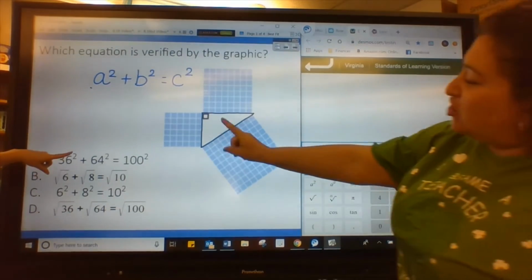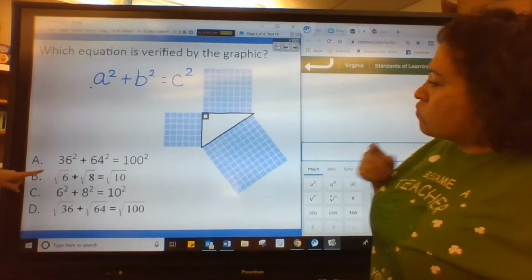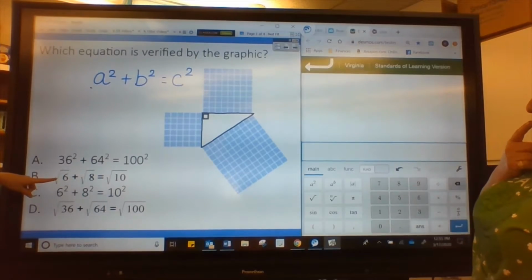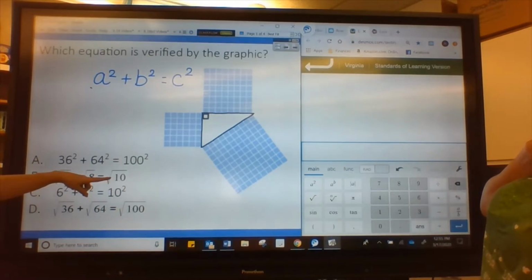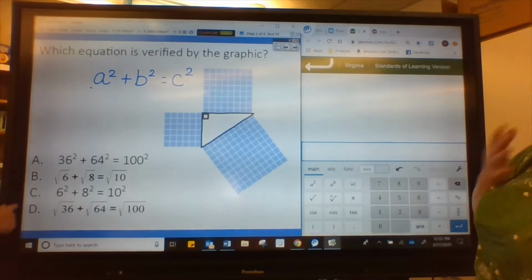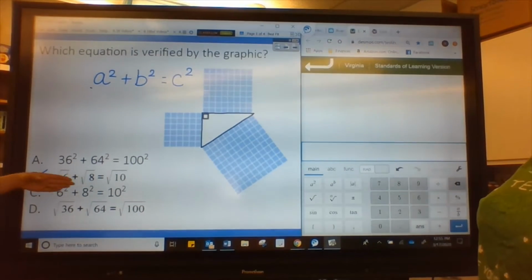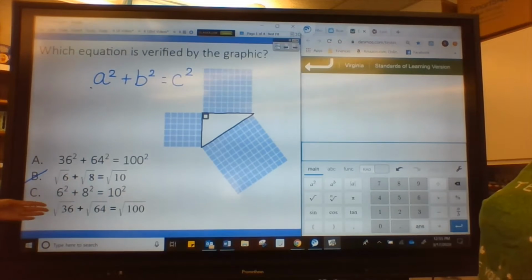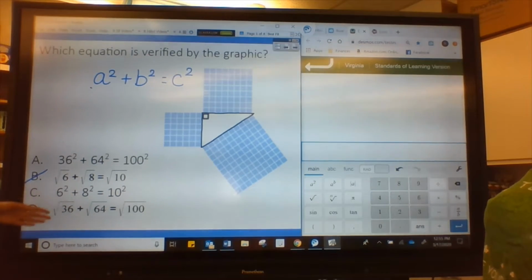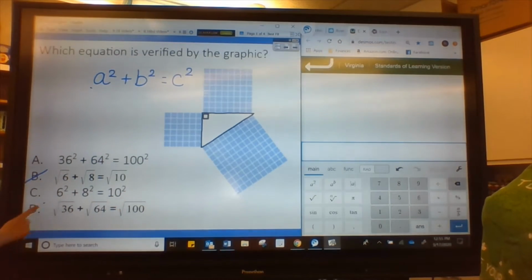Okay? So it could possibly be a, because there's a squared, and squared. Right. But it is not going to be b, because that says square root, square root, square root. And this doesn't have any square roots in it. So we know it's not going to be b. It could possibly be c, squared, squared, squared. Yep. And there's no way it's going to be d. Nope. Square root, square root, square root.